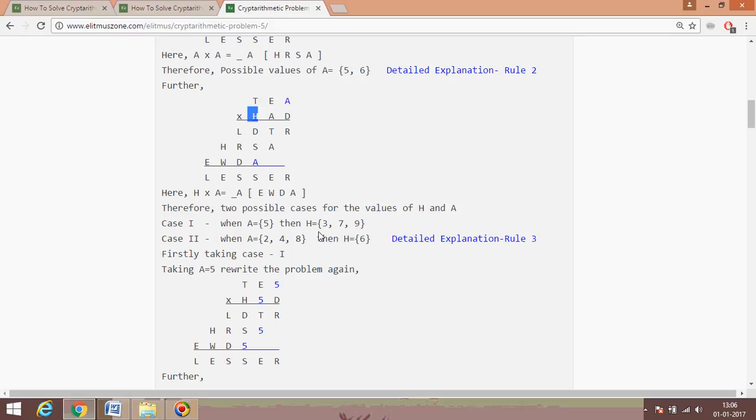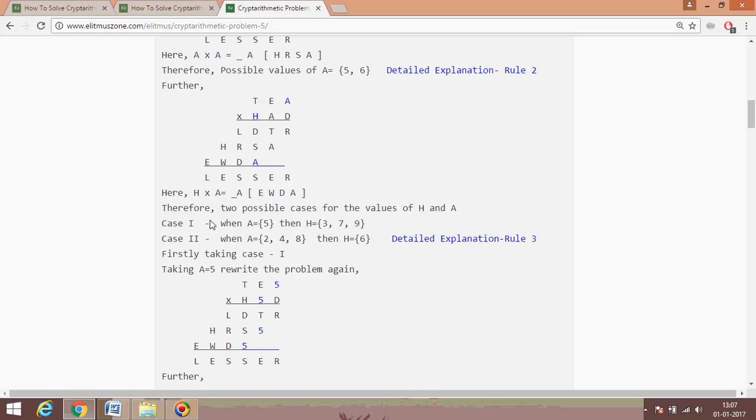Now think about this solution. A is equal to 5 and H is equal to 9: 9 cross 5 is 45, the last digit is coming as 5. It also satisfies this equation. I'm just explaining that this is a second way how you can solve this problem. If you are not going with the solution which I explained, you can also solve this problem in other ways as well.